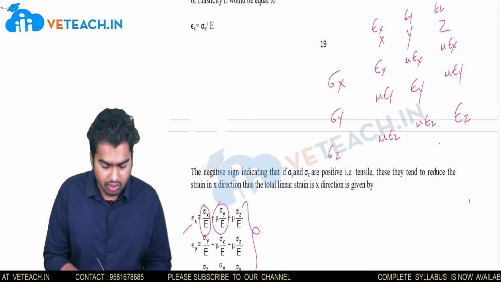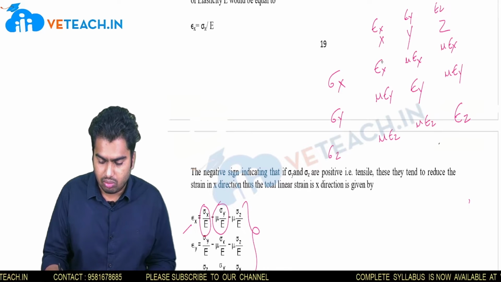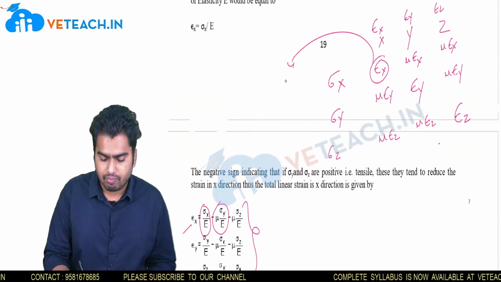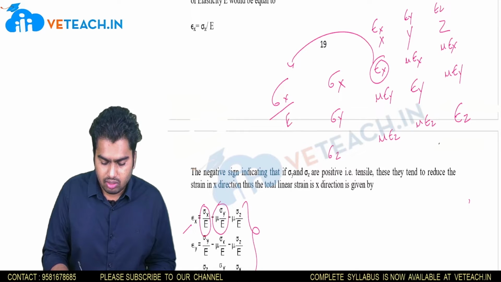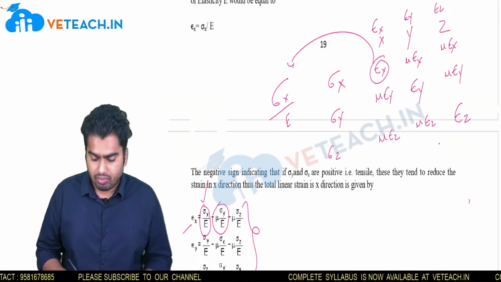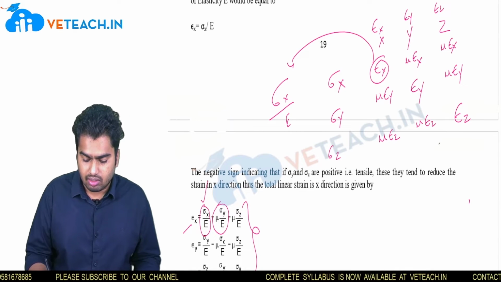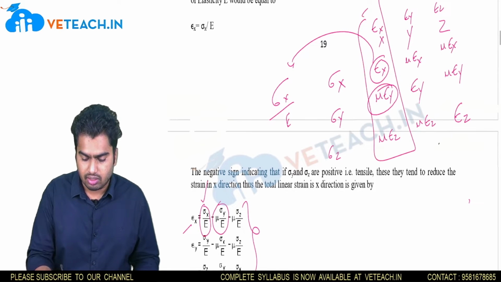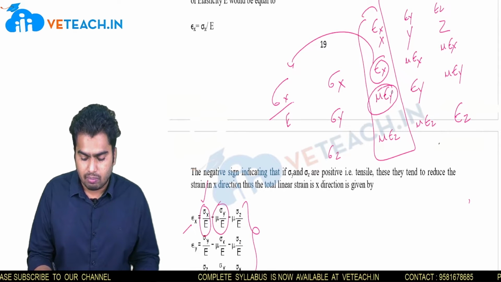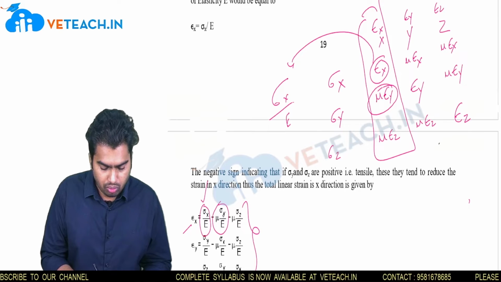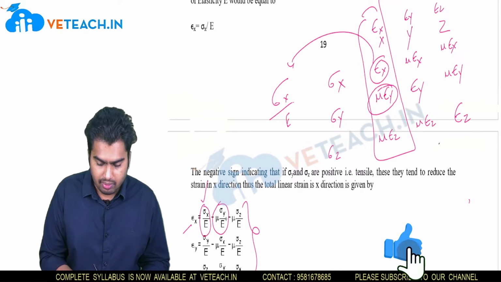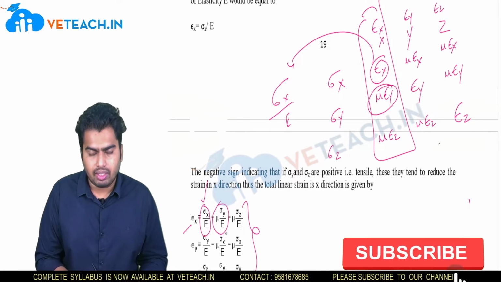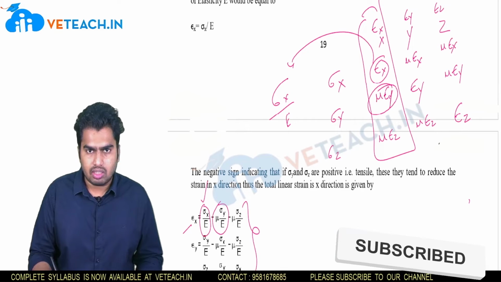So just interlink the formula. Strain in x direction is epsilon x. Epsilon x means sigma x by E, and I have to add this term also. So this is strain in x direction. I have to add mu epsilon y. Mu epsilon y means, again, sigma y by E. So epsilon y means sigma y by E.